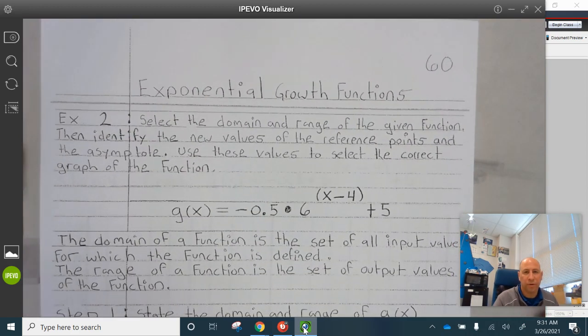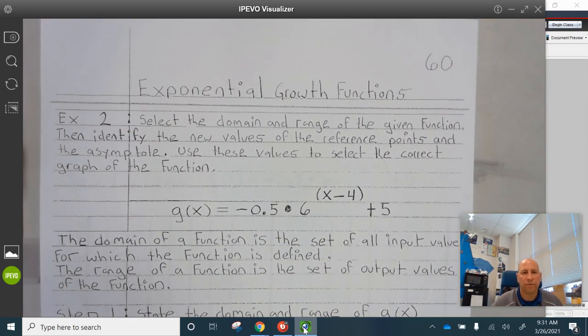All right, example 2: Select the domain or range of the given function, then identify the new values of the reference points and the asymptote. Use the values to select the correct graph of the function. So you have g of x equals negative 0.5 times 6 to the x minus 4 plus 5.